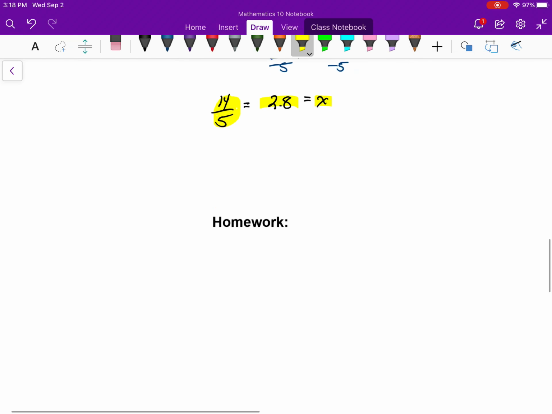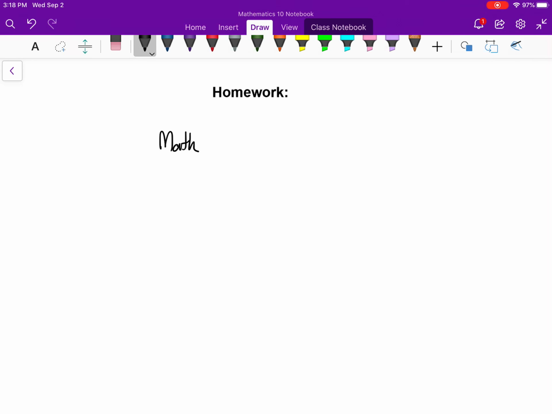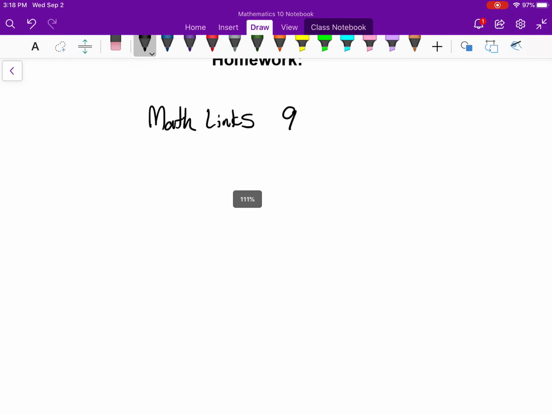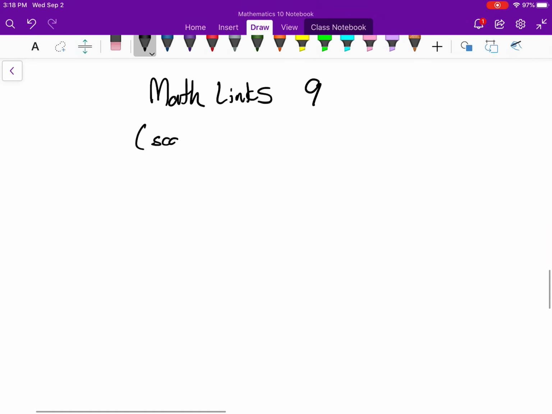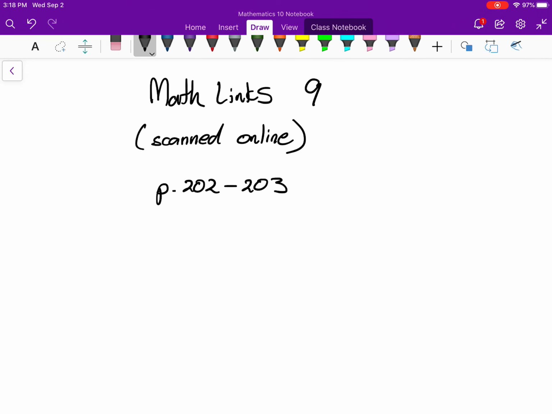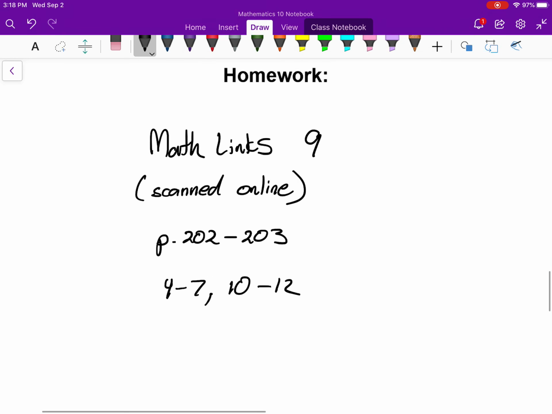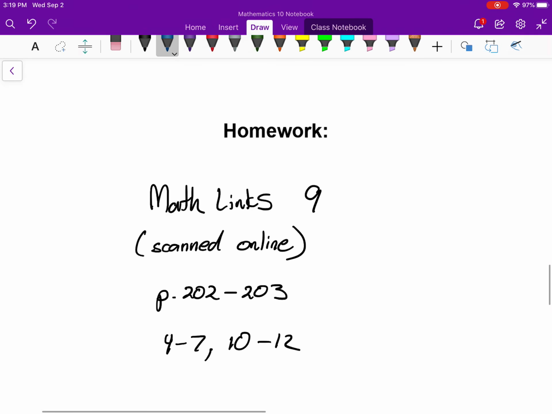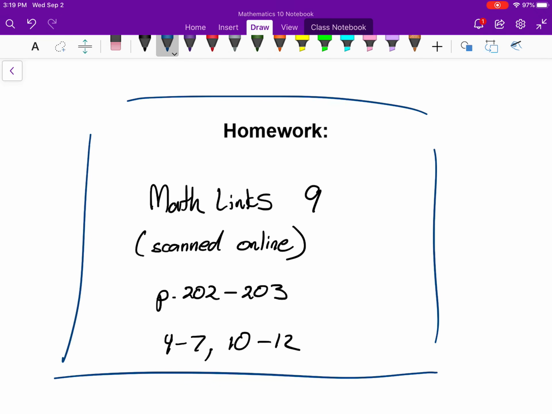The homework for this is from the MathLinks 9 textbook, which you should have given back. But I've scanned it online on the Teams page. And so you want to look at the scan pages. You want to look at pages 202 to 203, questions 4 to 7, and 10 to 12. Again, there's some tough questions there. And so give yourself some time. And that's all.